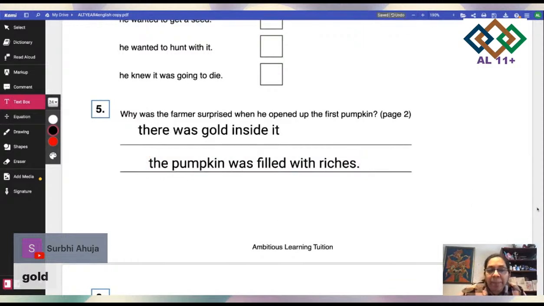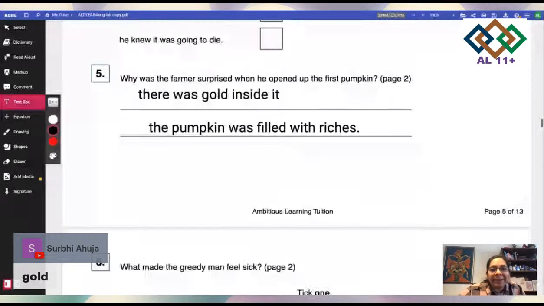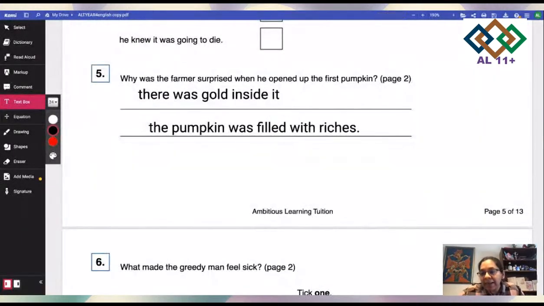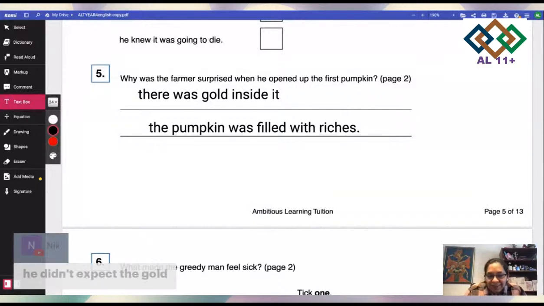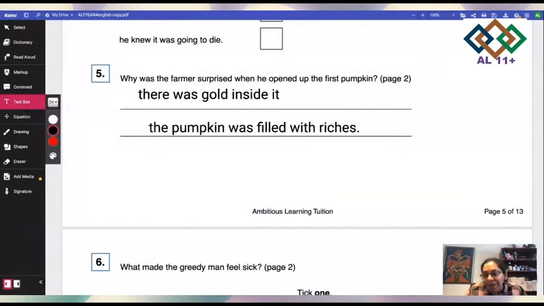So obviously, a farmer, if he is looking at the pumpkin and he finds these things, he would be really surprised. Why did he find gold inside a pumpkin? Because that's something very rare. You don't find gold inside a pumpkin, do you? He did not expect the gold. Yes, he did not expect the gold because he was really surprised. He didn't know how the gold came inside the pumpkin.